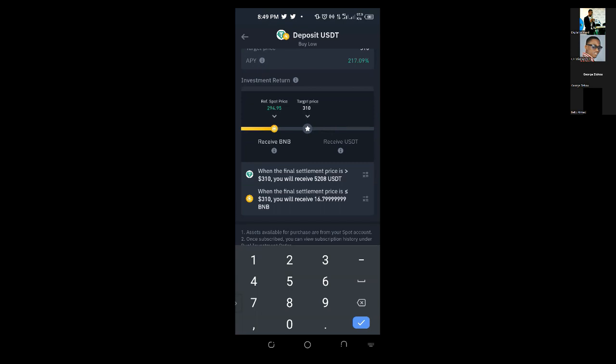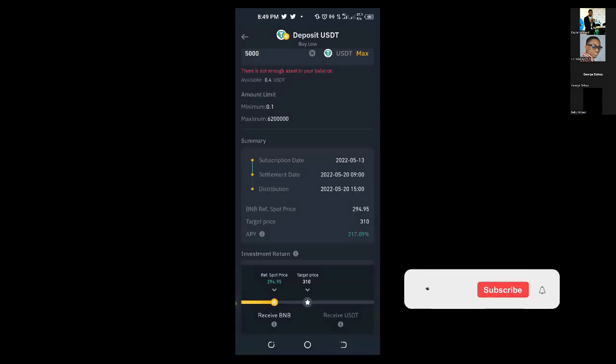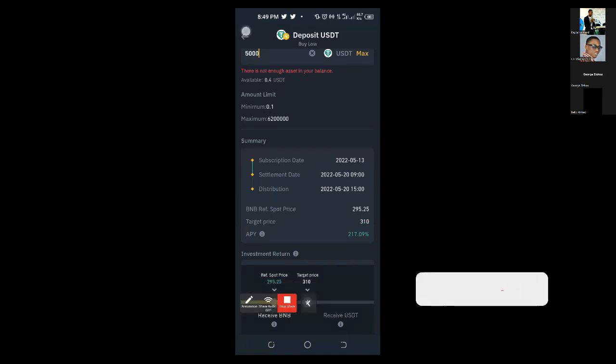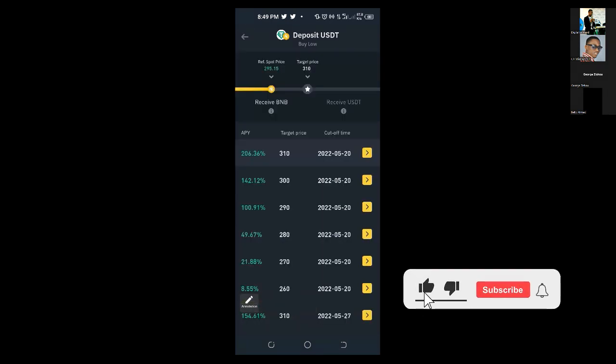So that is basically how the dual investment works. Whether your order is filled or not, you stand a chance of making some profit for yourself with this high return. As you can see here, the APY that I'm going to receive once this is filled is 217%. That is why I always love going with this first option, the first three options. In most cases, the order is not filled. I receive my interest. I know that I've made that profit.